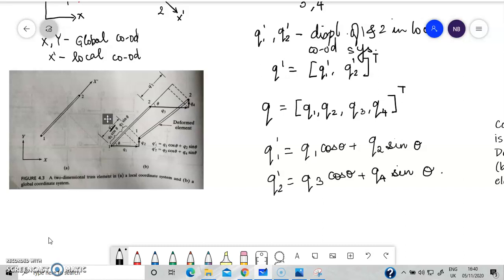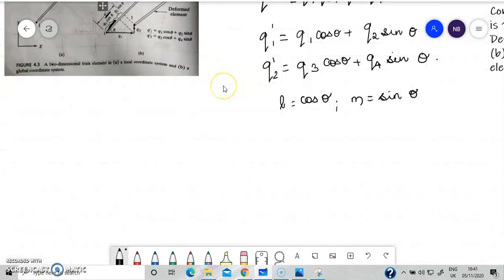Now let us introduce the direction cosines L and M. So let L equal cos theta and M equal sin theta. Theta is the angle that this bar element makes with the global x-axis. These direction cosines are the cosines of the angles that the local x dash axis makes with the global x and y axis respectively.